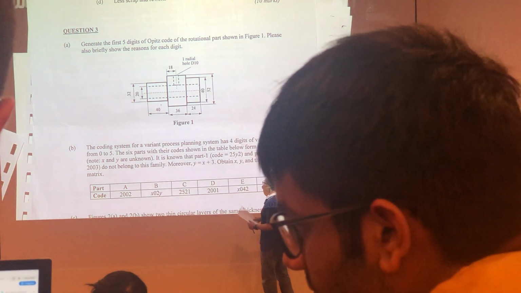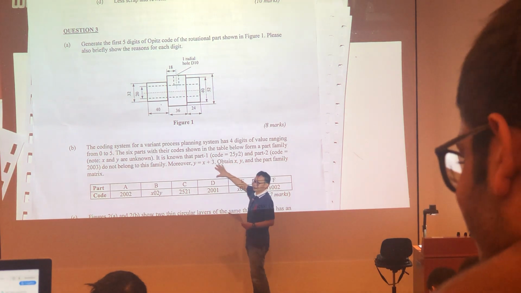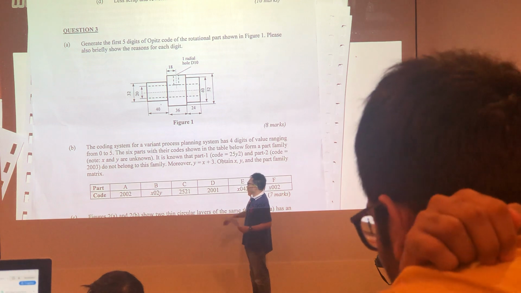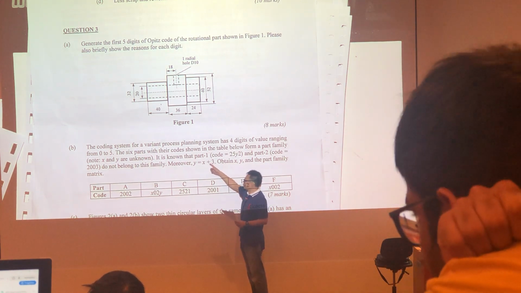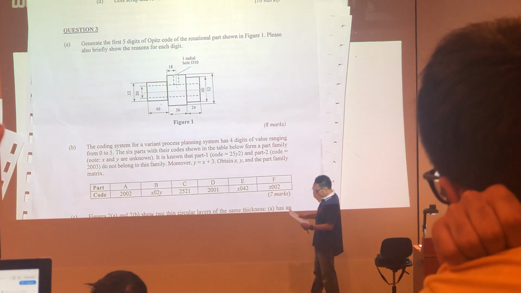Okay, so you need to exclude the possible values for x, y from this and this, and eventually by making use of this relationship, find these two values. Okay.